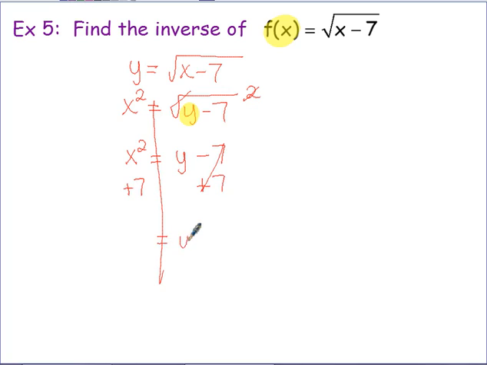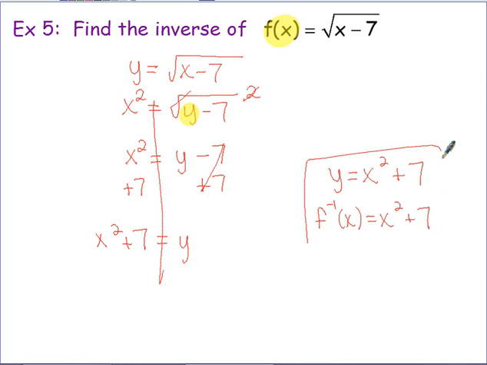That gives me y by itself. Do not add those together. Just leave it as x squared plus 7. So if you like y first, it will be y equals x squared plus 7. But using our new notation, we could also say that f inverse of x equals x squared plus 7. And that's the end of the lesson.